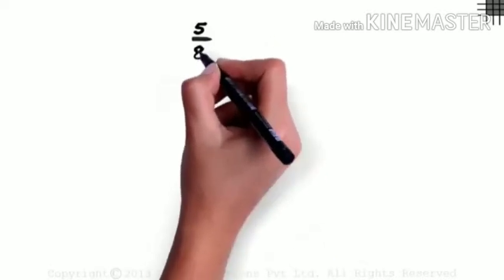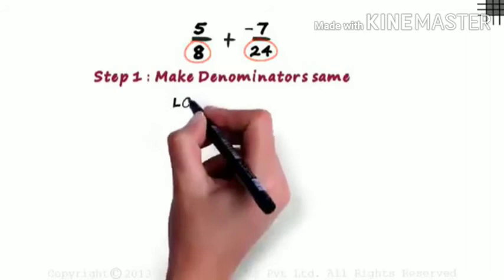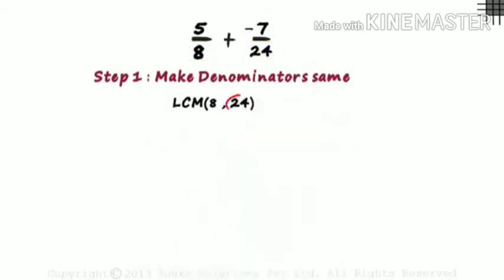Let's try adding 5 by 8 and minus 7 by 24. We will be trying to add a positive and a negative number. The first step in addition of rational numbers is to make the denominators same. Doesn't matter if we have positive or negative numbers, the steps remain the same. And the common denominator should be the LCM of the denominators. Here, we need to find the LCM of 8 and 24. Since 24 is a multiple of 8, the LCM will equal 24. This will be our common denominator.